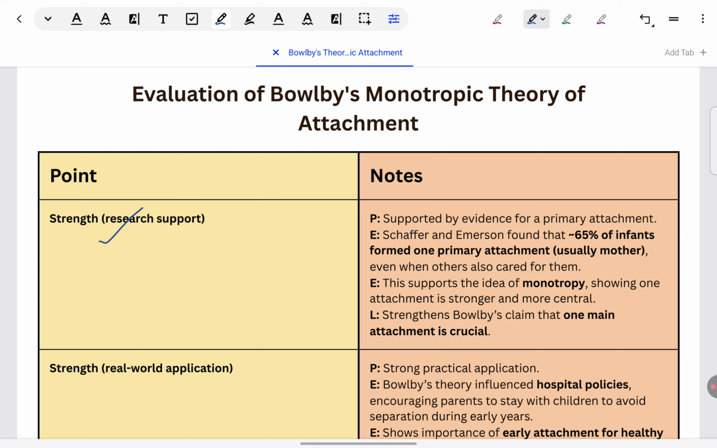They'll keep pointing out which aspects of that study correlate with which aspects of Bowlby's theory. So don't take it in a descriptive format. Take it to show how there is support for Bowlby's theory.